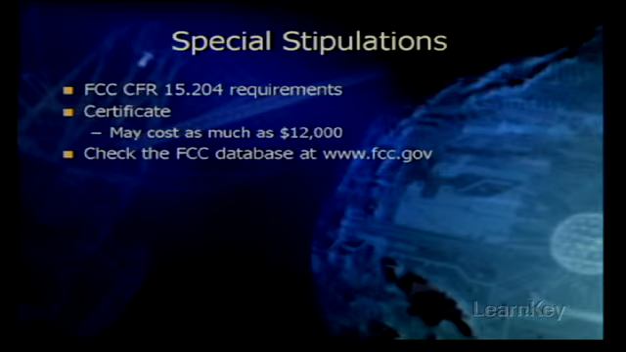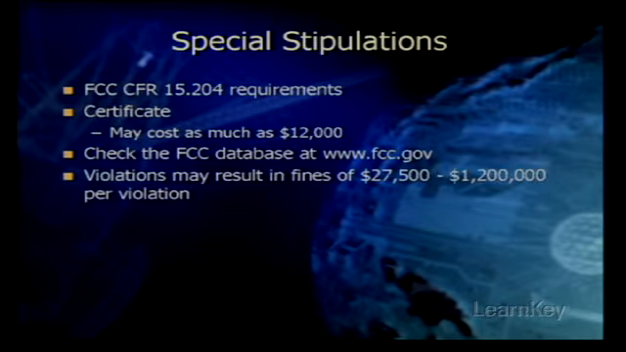FCC violations may result in fines of anywhere from $27,500 to $1.2 million per violation. So this is definitely serious stuff. The FCC usually allows a violator a brief, like 10-day window to correct the problem and report to the FCC how the violation was repaired. It's not uncommon for the FCC to audit a wireless ISP looking for certified system infractions, so be aware of that.